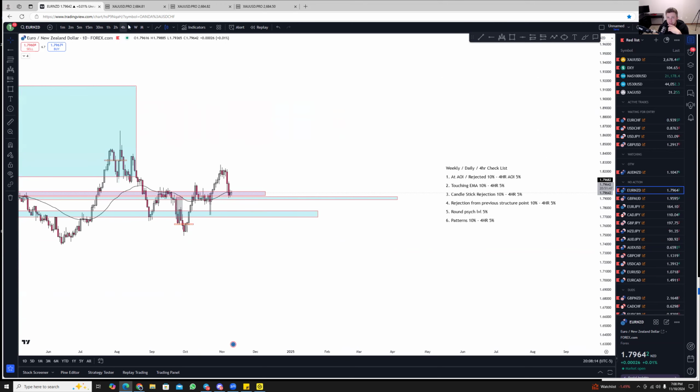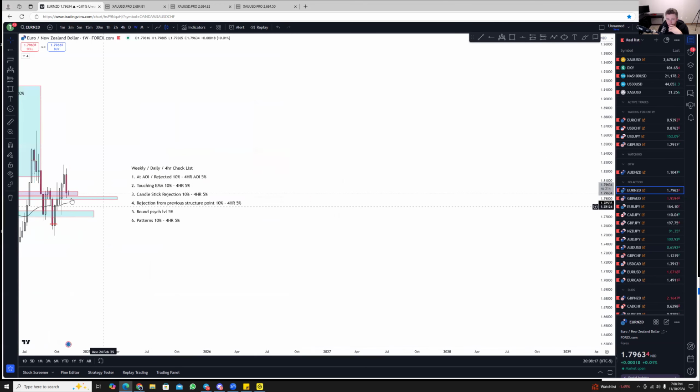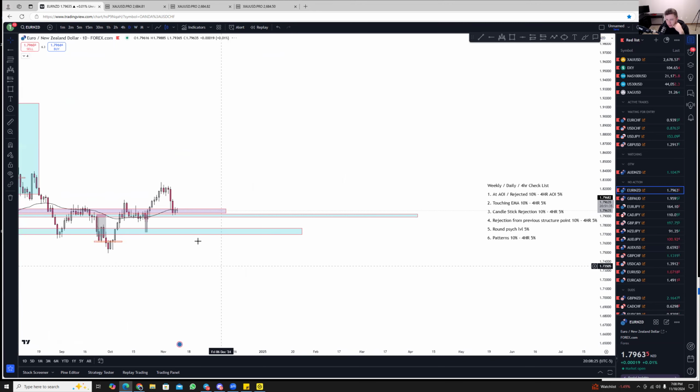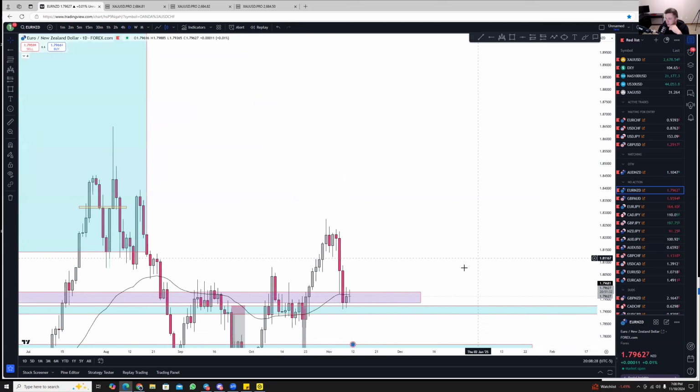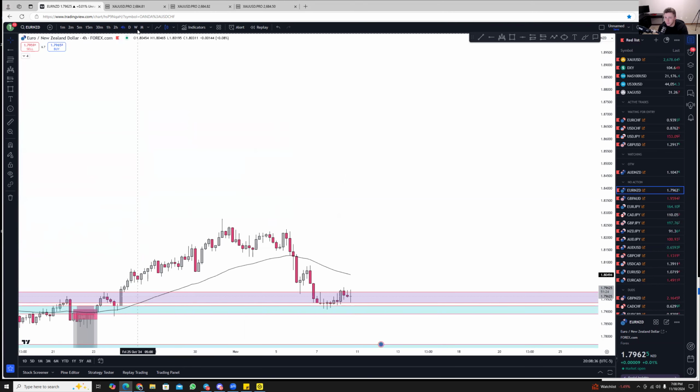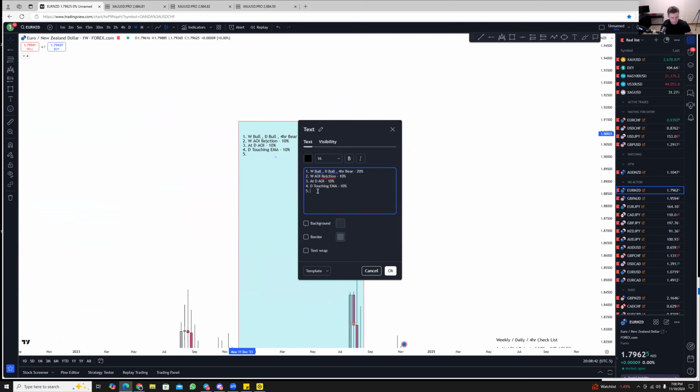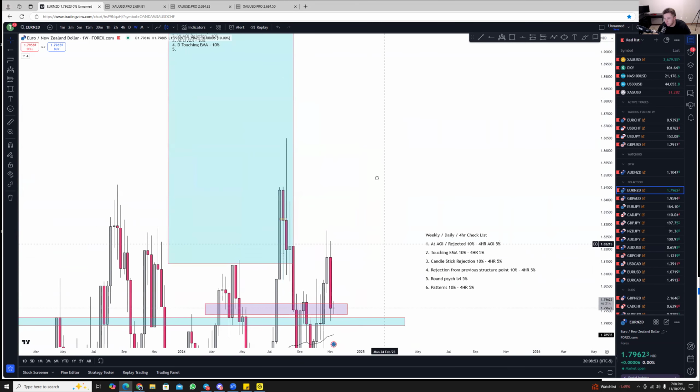Candlestick rejection. Do we have a candlestick rejection? I would say that's a candlestick rejection on our weekly, from our weekly area of interest. Daily, do we have a candlestick rejection? I wouldn't say that's a candlestick rejection just because it's inside of our zone. So we do have a weekly candlestick rejection, which is also rejection from an area of interest. So do we want to add that? I'm not going to.